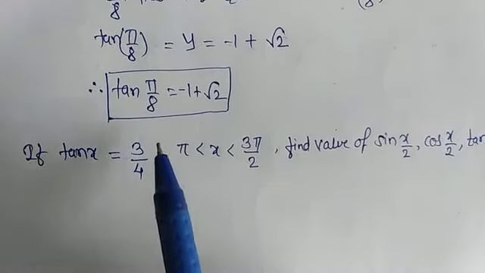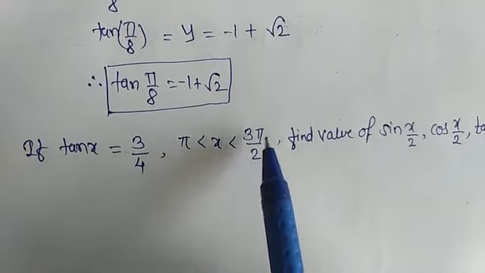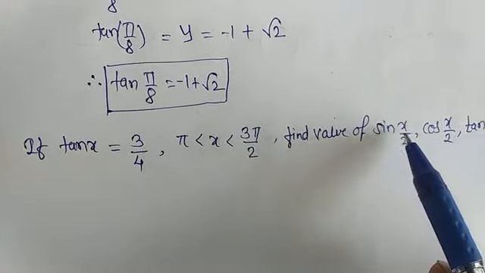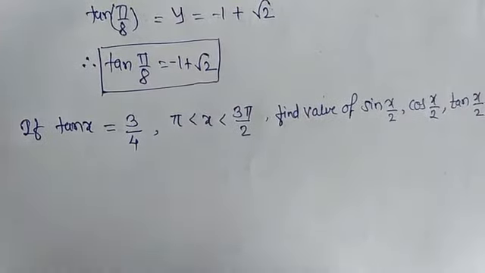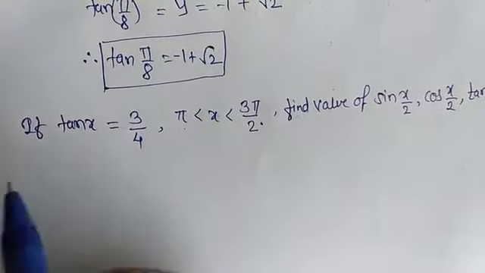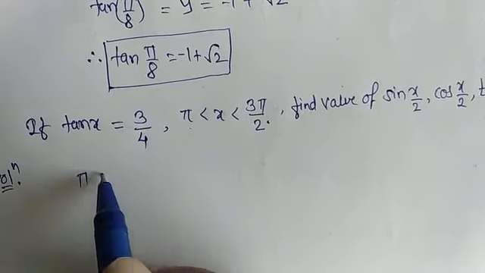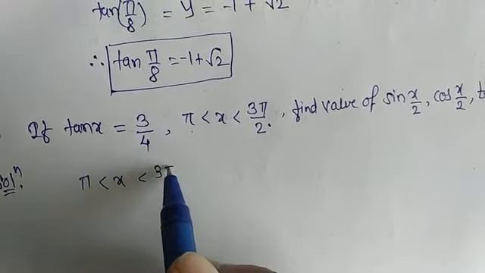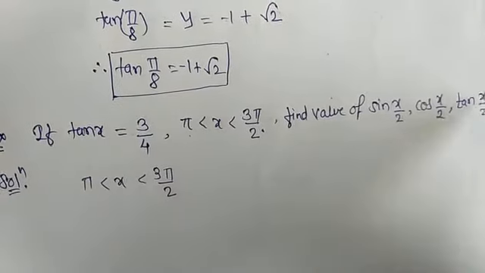Tan x is equal to 3 upon 4 and pi less than x less than 3 pi by 2. Find the value of sin x by 2, cos x by 2 and tan x by 2. If you observe, this is in the third quadrant. In the solution you can write pi is less than x less than 3 pi by 2. Now we have to find sin x by 2, cos x by 2 and tan x by 2.